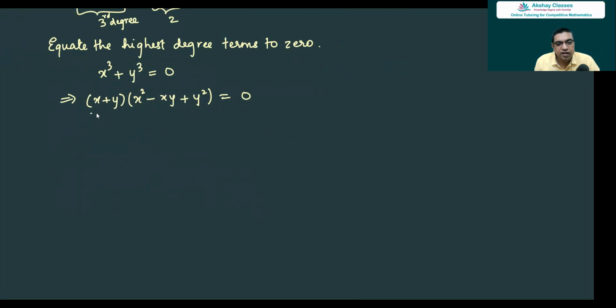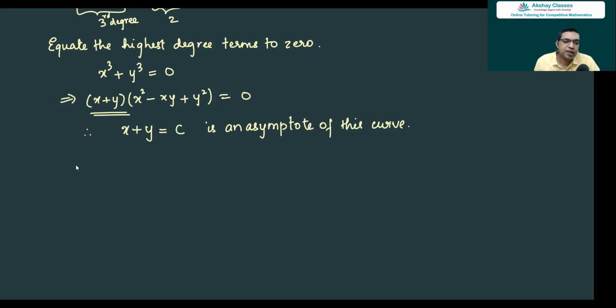Now you have one linear factor here. So therefore, x plus y equal to k or equal to c is an asymptote of this curve. Directly, we can conclude this. Now, how to find c? Substitute y equal to c minus x in the equation of the curve.